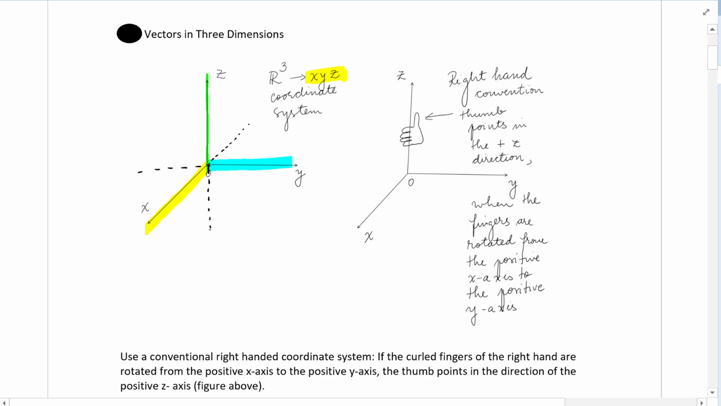So we also have a convention, the right-hand convention, and this is the best I could do. This is the thumb, and these are the fingers that are curled. If the fingers are curled and they rotate from the positive x-axis to the positive y-axis, then the thumb points in the positive z direction, and we'll use that information later on as well.